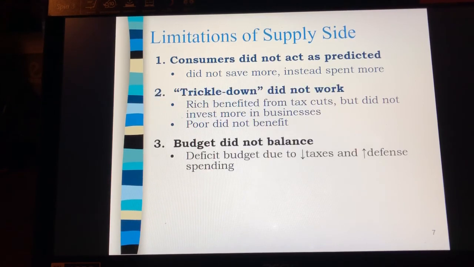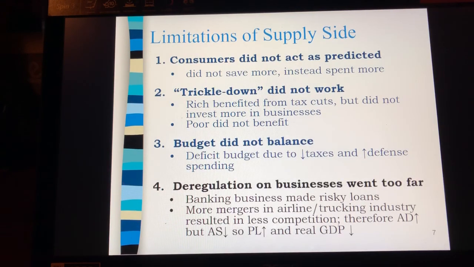We saw this in the 1920s. Also, our budgets don't balance because the government has decided to tax less. And sometimes they don't collect the money that they need for increased fiscal policy and defense spending or other items. Lastly, the deregulation of businesses sometimes goes too far. Banks start to make risky loans. More mergers occur. Okay, so this is the supply side. It's that easy.